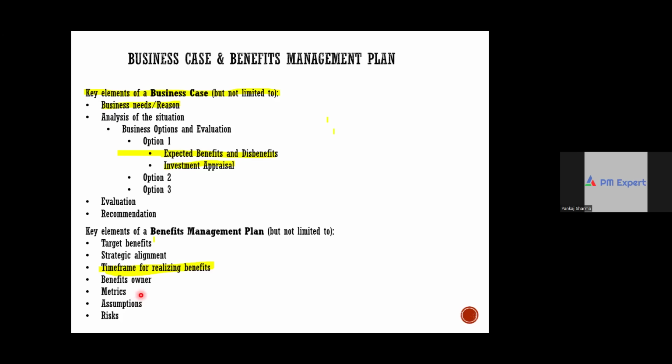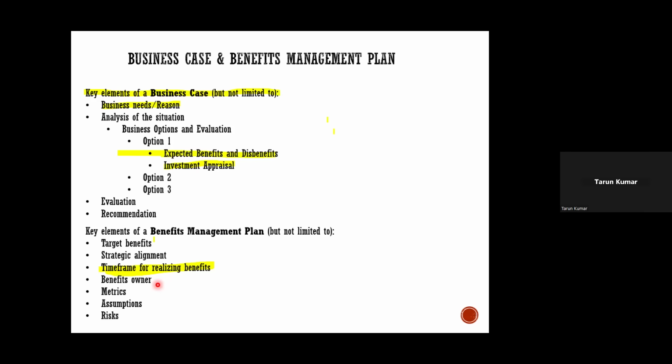For example, who is accountable for a benefit? It can be the person who is deciding on all this for the project. Benefit owner. See, benefit realization for most of the projects will happen during the project life cycle and also beyond the project life cycle.